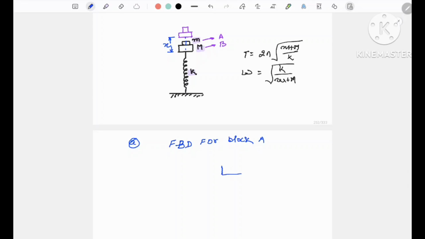This is block A, and below it is block B. If we look at the forces on A, the mass of A is m, so the weight will be mg, downward. The force due to block B is vertically upward, which is N, and the acceleration of A is downward, and this is omega square x.